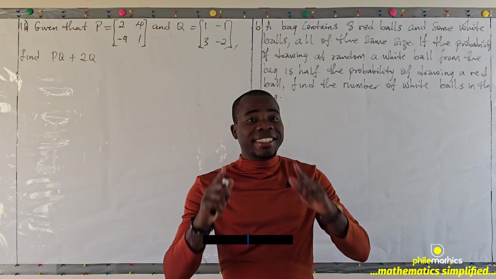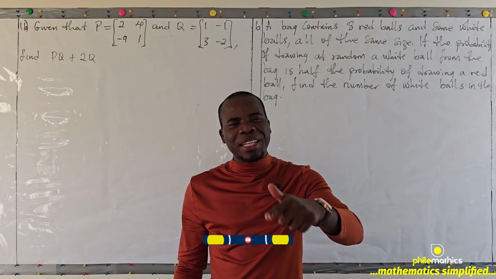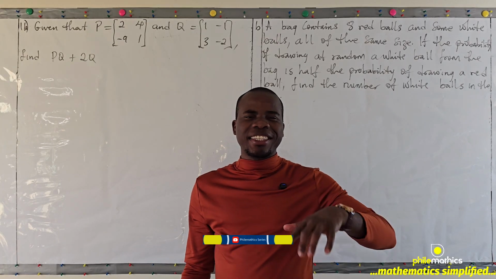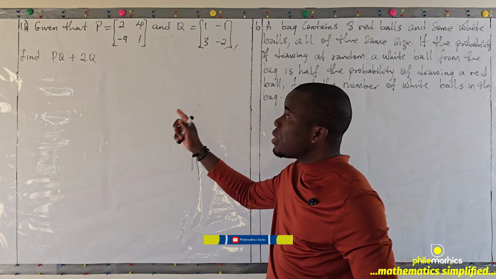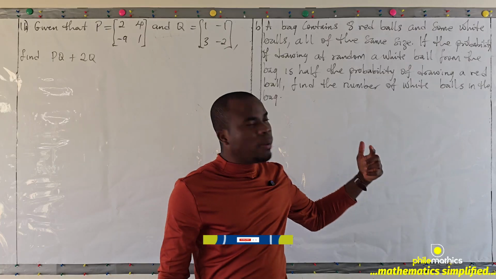Is what we have. The 11th question of WAEC mathematics theory is a problem on matrices and probability.